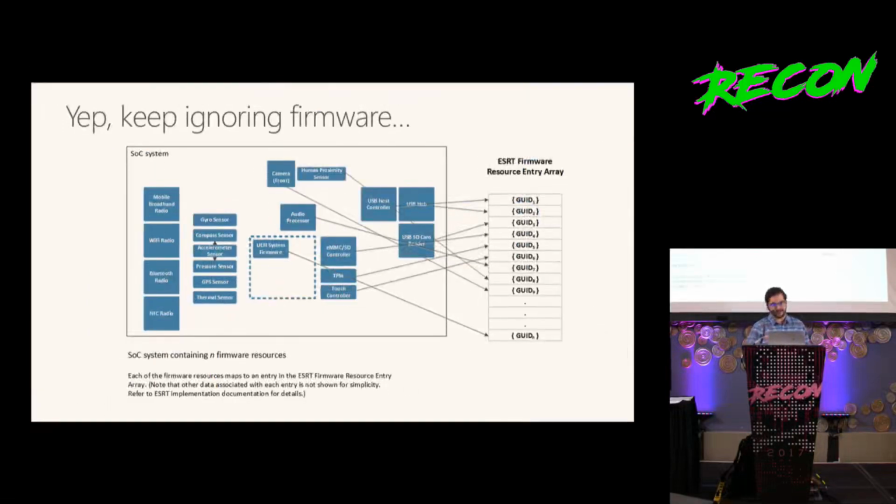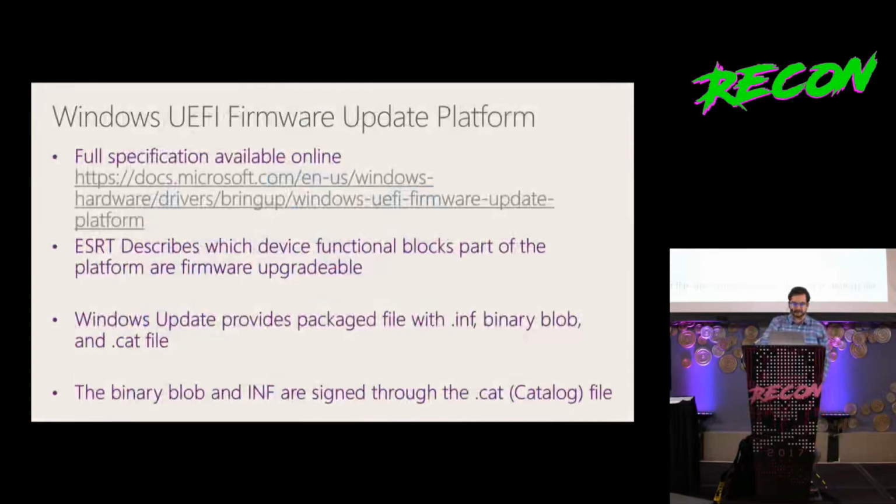And Microsoft has a whole standard on how you update those firmware devices on your SoC. So basically, you have this table called an ESRT. You describe which of your embedded devices are firmware upgradable. And then when you get the Windows update, it has an INF, like a Windows driver would. It has the actual binary blob and has a catalog file. The catalog file signs the binary blob and the INF. So they're all signed with the standard Microsoft driver signature.